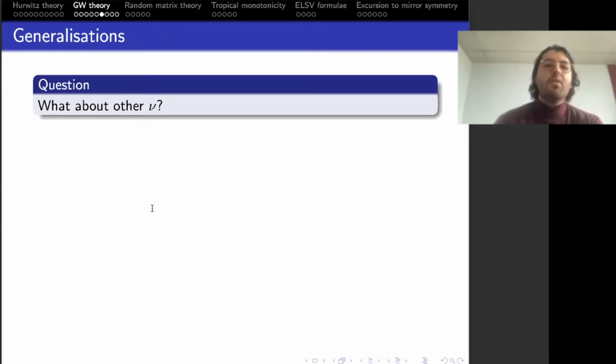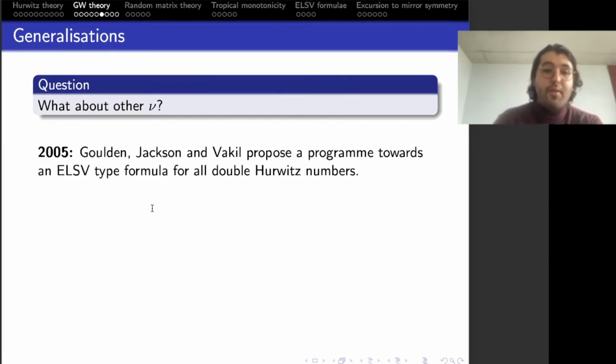Okay, so this entire discussion that I just lined out always relied on the fact that nu is trivial. So it is a natural question to ask, what about other nu? What if the point infinity, the North Pole, isn't unramified in the double Hurwitz number, and I simply want to consider other nu? This is one of the main programs in Hurwitz theory, and in some sense it was initiated in 2005 by Goulden, Jackson, and Vakil, because in 2005 they proposed a program towards an ELSV type formula for all double Hurwitz numbers, so for all kinds of choices of nu.